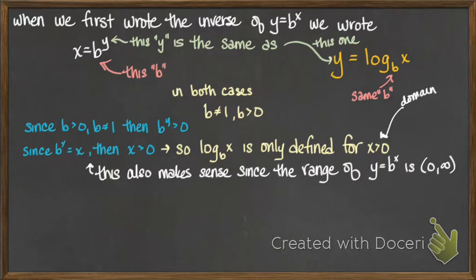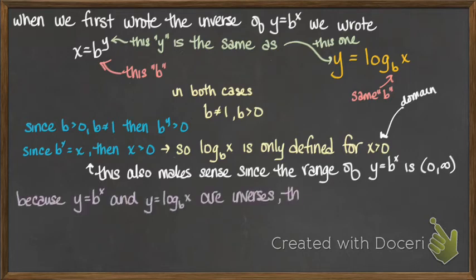Now, this also makes sense if we think back to what the range was for the most basic version of our exponentials. That range for an exponential was from 0 to infinity. Well, if you swap range with domain when you create the inverse, that same interval should apply.